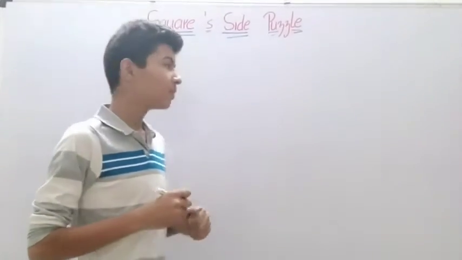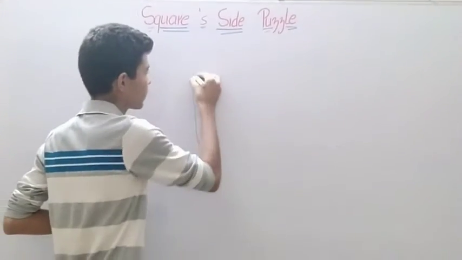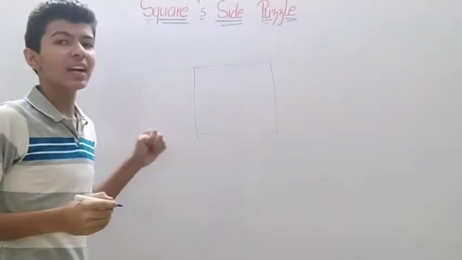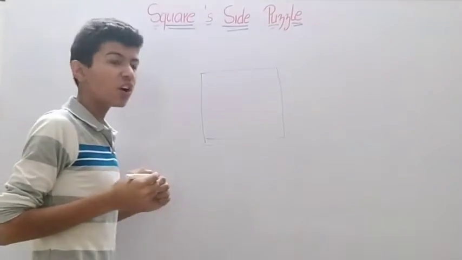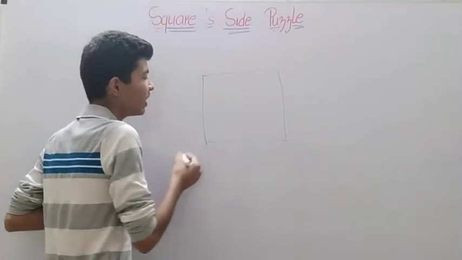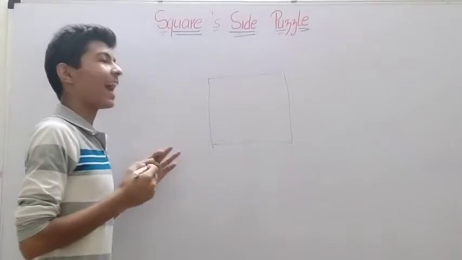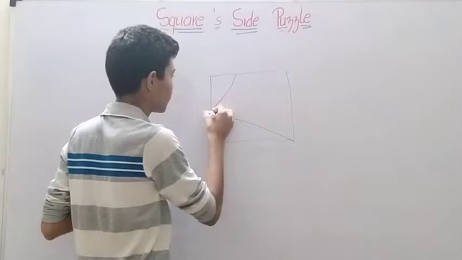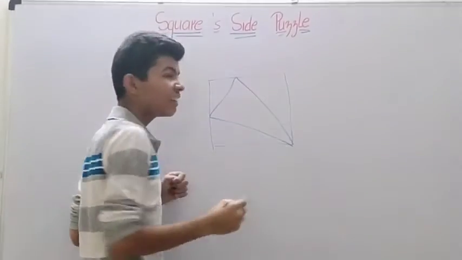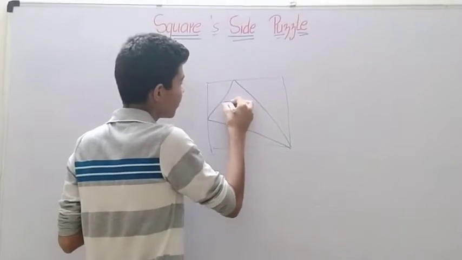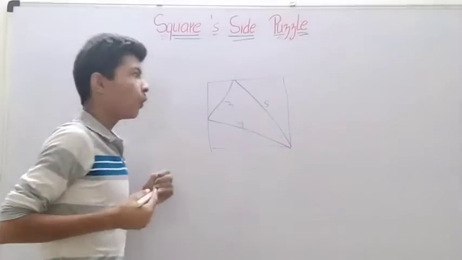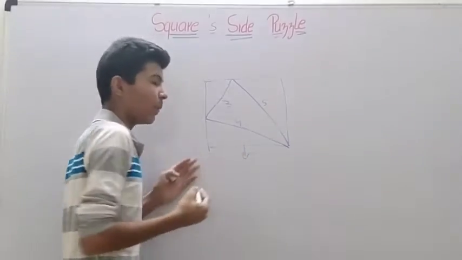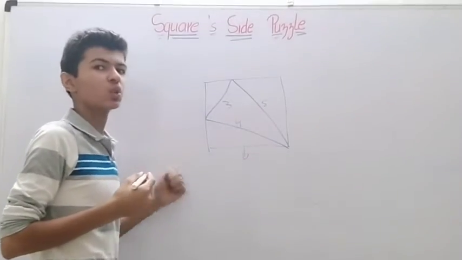So in this puzzle we are given a square and we have to find its side. Instead of the side being given, they have given a hint that a triangle is inscribed in such a way with the measures 4, 3 and 5. With the help of this clue we have to find the measure of the side of this square.